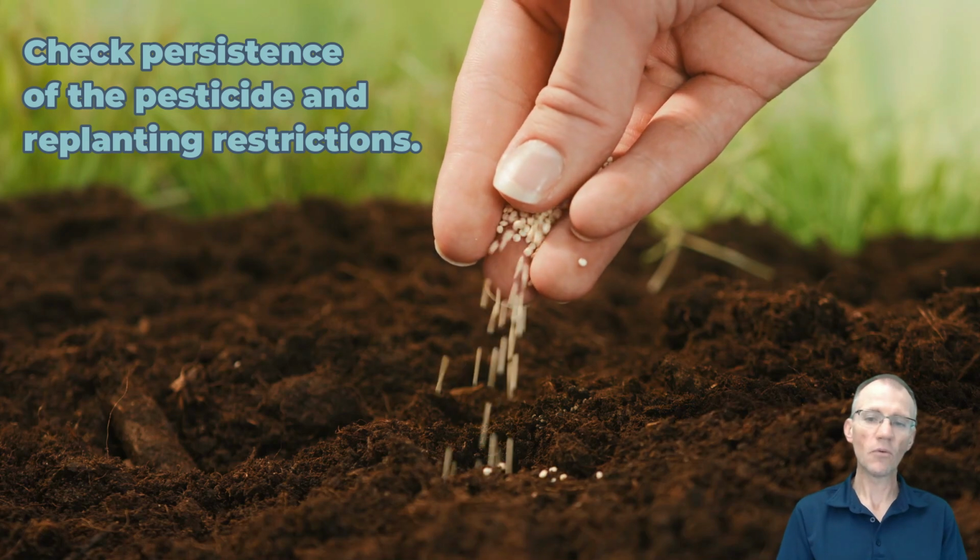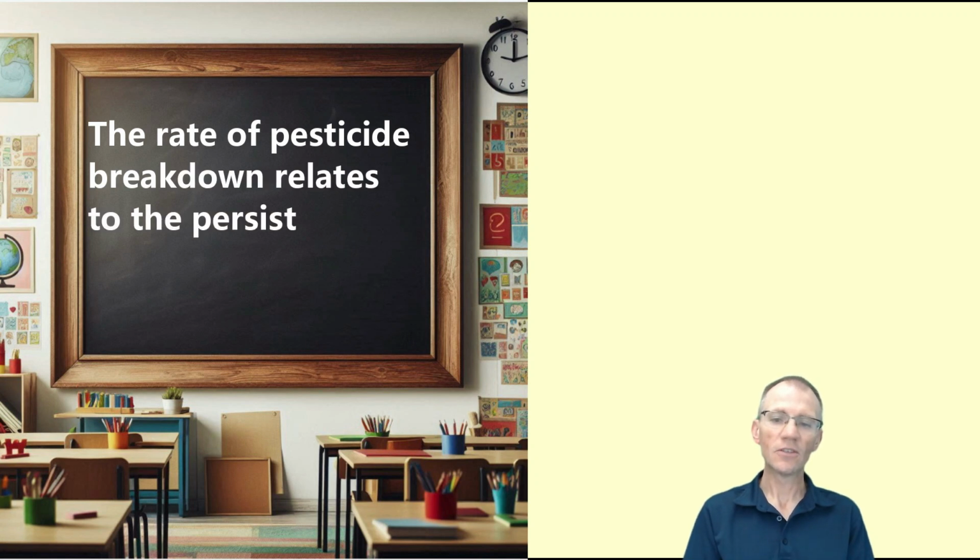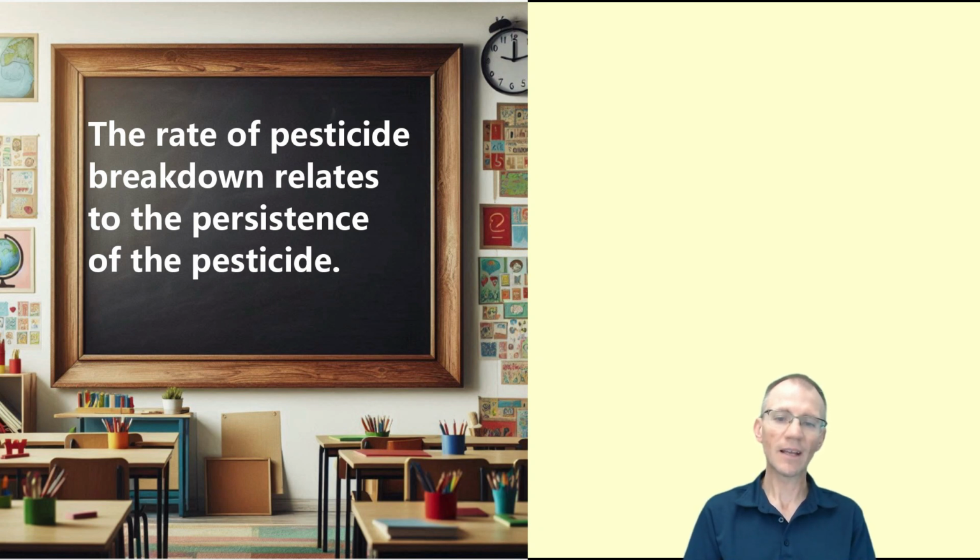The other thing that's important here is the rate of pesticide breakdown relates to the persistence of the pesticide. So you have to understand how quickly it breaks down relates to the persistence. Something that breaks down quickly is not really a persistent pesticide, whereas something that could stay in the environment for weeks, months, even years, then we're definitely dealing with a persistent pesticide, and we need to be very careful and understand the impacts of that product.